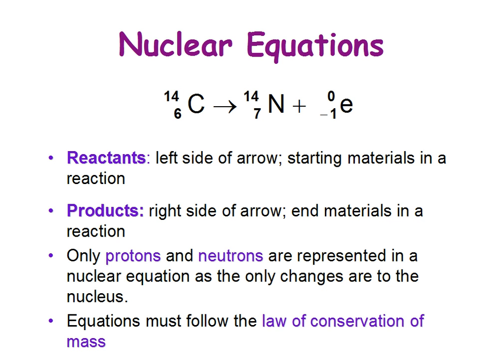And we see that it still has to be balanced just like it was in our original equations, where we have to have the same number of protons on both sides of the equation as well as protons and neutrons. Reactants are still on the left, products are still on the right.